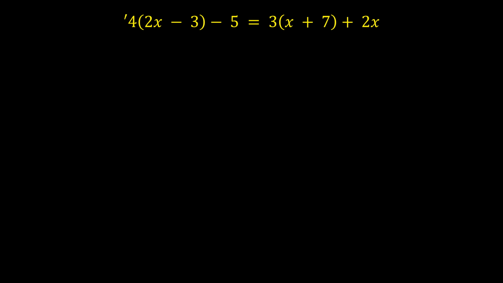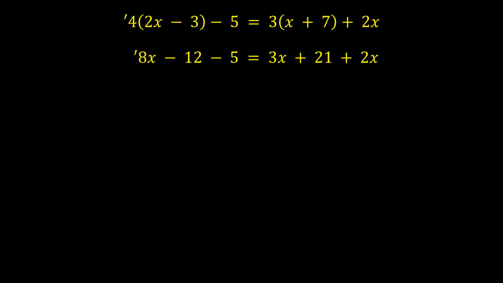The question is 4(2x - 3) - 5 = 3(x + 7) + 2x. We must find the value of x.